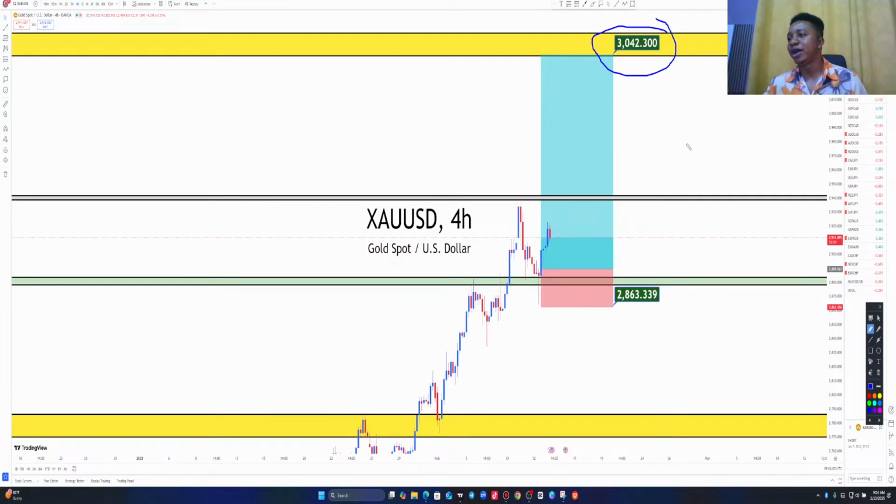At 3042 area, that is where we are going to take our final profit. But can we add more entries into the same direction? Yes, of course. How are we going to be able to do that?